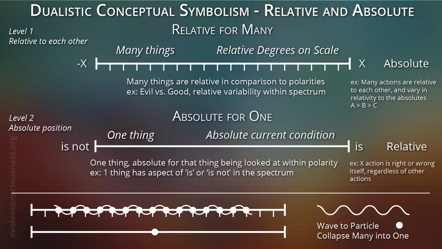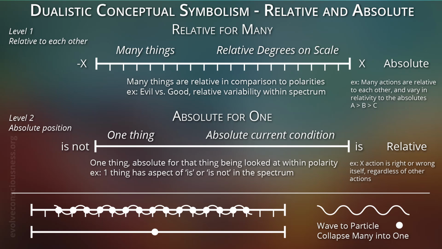So we have a level 1 where things are relative to each other. So you have x and minus x, and these are the absolutes. But in between those absolutes, there's things that are relative for many. You have many things in between on that scale. It's a relative degrees on that scale. Many things are relative in comparison to polarities.